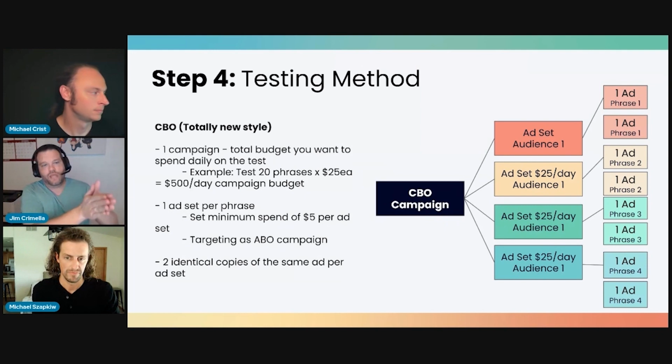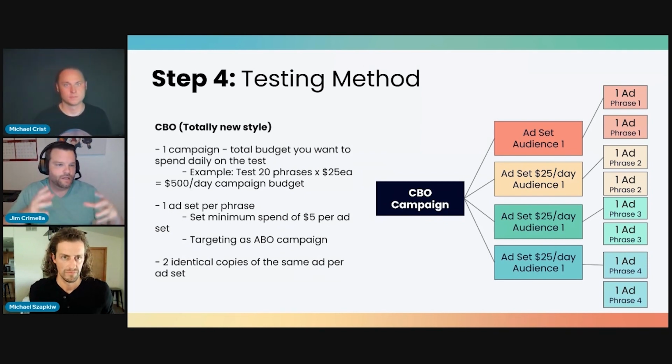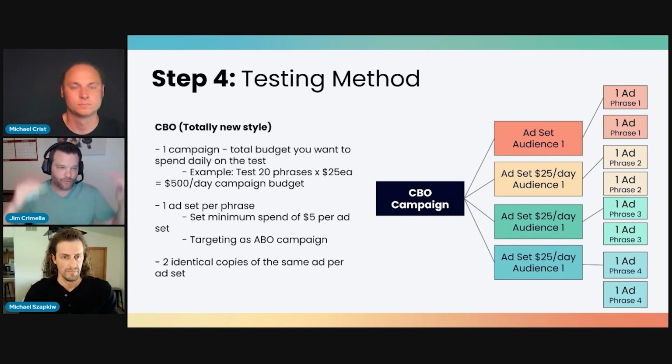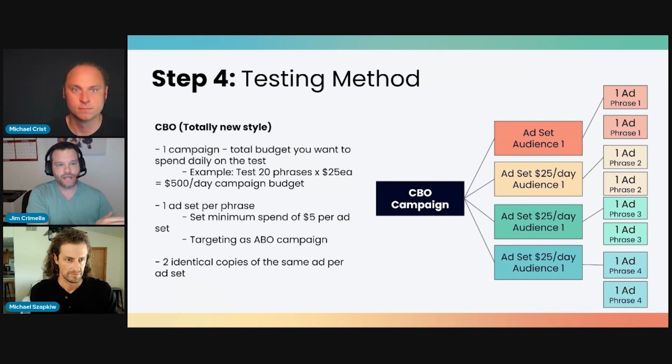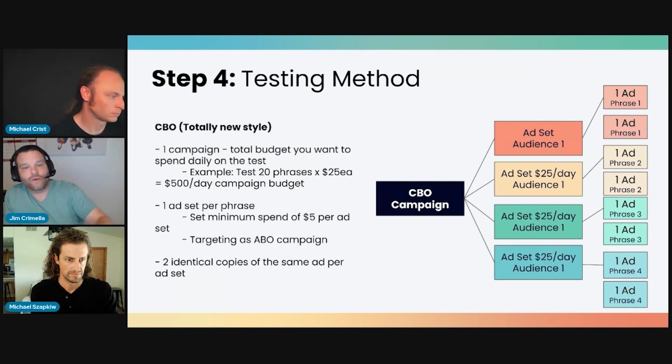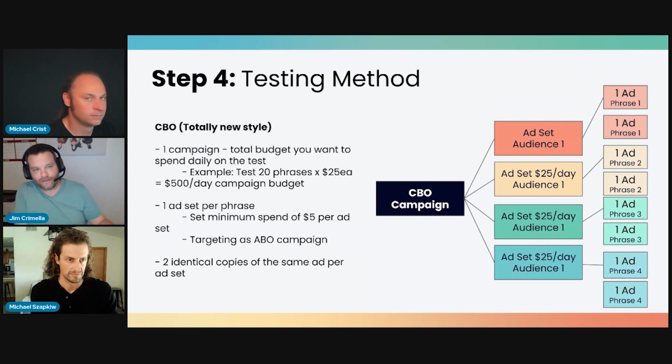So this is a slight variation that we're testing more on a scaling phase right now, but I think it could work just fine for testing too. So what it is, you have a CBO campaign, and let's say we're going to test 20 phrases at one time, and we were going to budget $25 a piece if we were going to do our ABO setup. So instead of having each ad set say, okay, you're $25, you're $25, we go 20 phrases times $25 equals $500. That's the total account spend on that campaign for the whole day. And that's what we set our campaign budget as. So we're telling Facebook we're willing to spend up to $500 a day across all of our 20 ad sets.